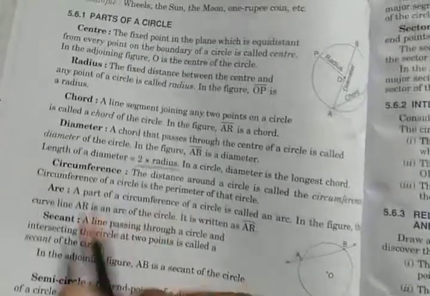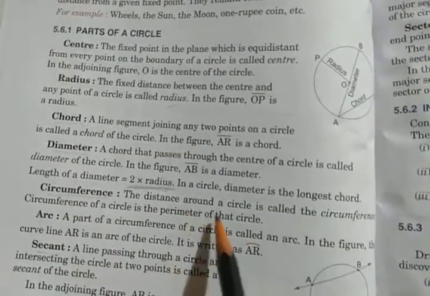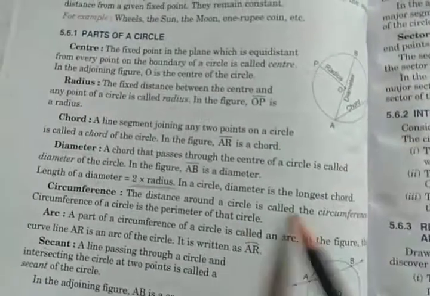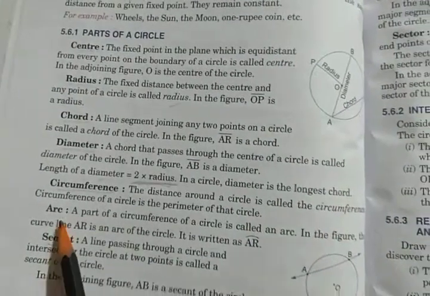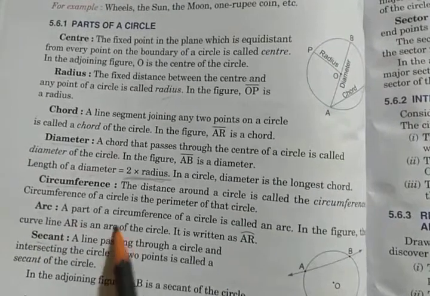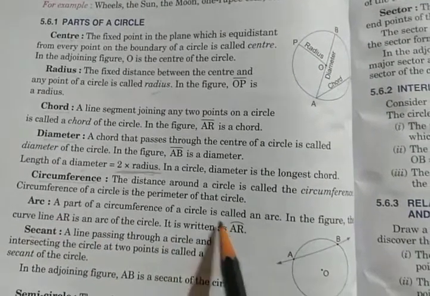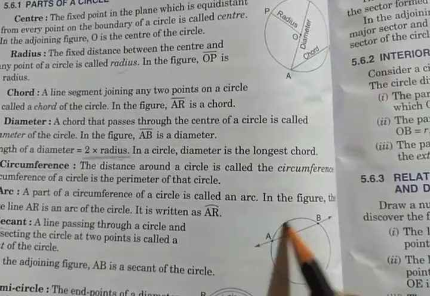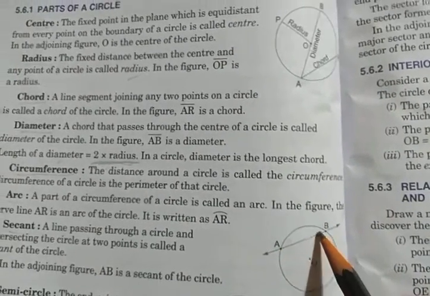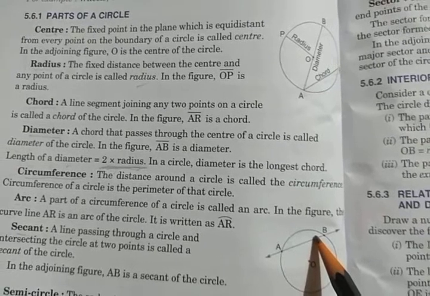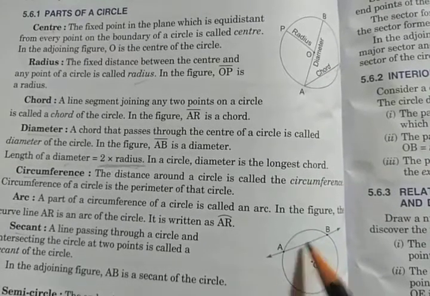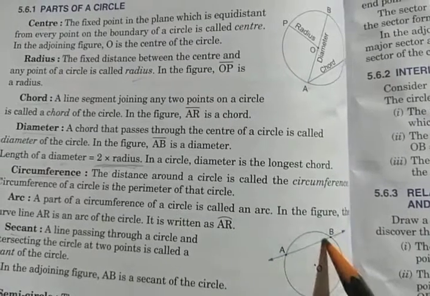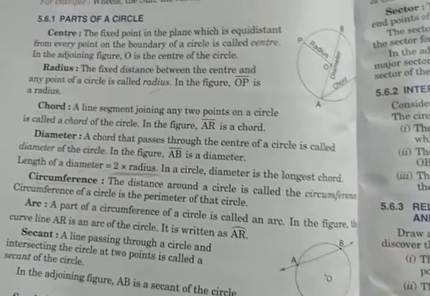Okay. Now circumference, the distance around a circle is called circumference. Arc, a part of the circumference of a circle is called an arc. Here AB is a part of the circumference, so we can say arc AB.